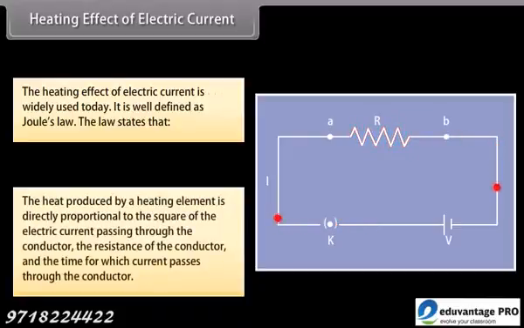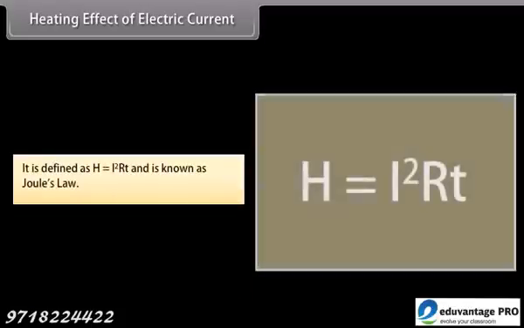The heat produced by a heating element is directly proportional to the square of the electric current passing through the conductor, the resistance of the conductor, and the time for which current passes through the conductor. It is defined as H is equal to I squared R T and is known as Joule's law.